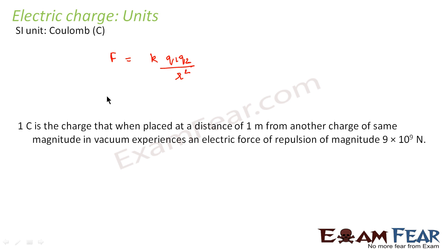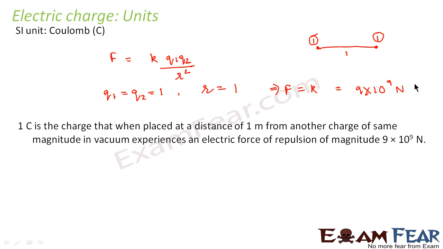Now let us suppose that both the charges are of unit magnitude and the distance between them is also unit. If they are unit distance separated and the charges have unit magnitude, in that case, what will happen? Your force will become equal to this constant K. And what is this constant K? It is nothing but 9 into 10 to the power 9 Newton. So this will be the force.